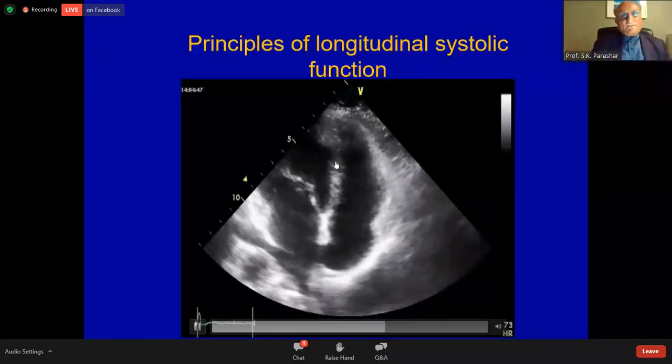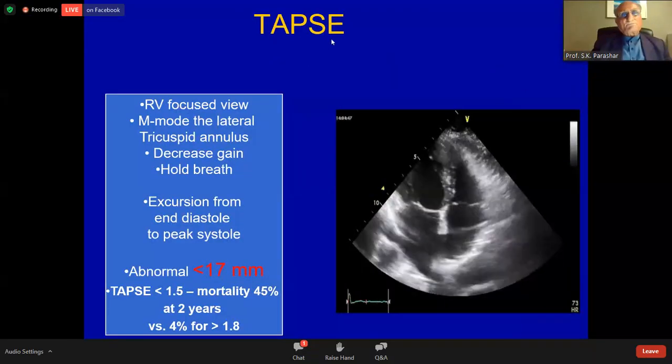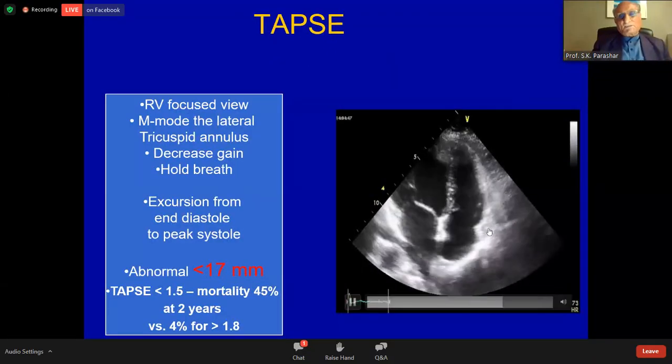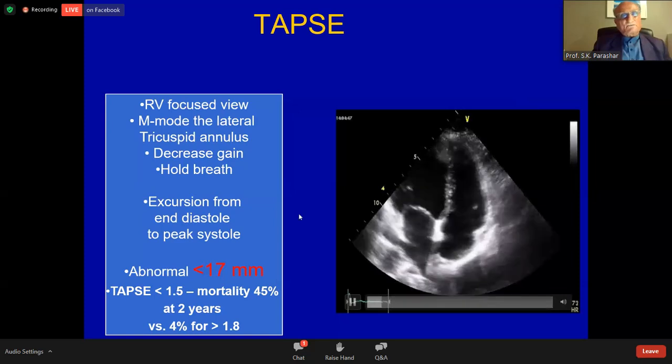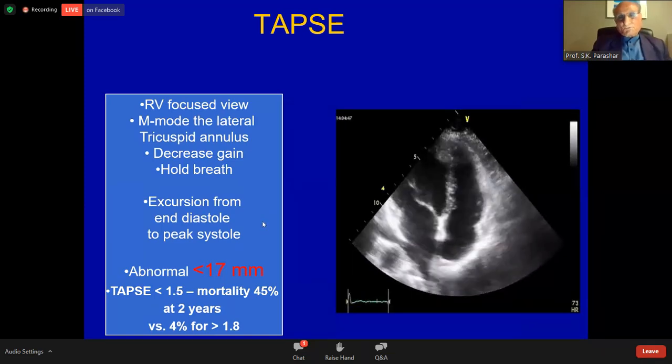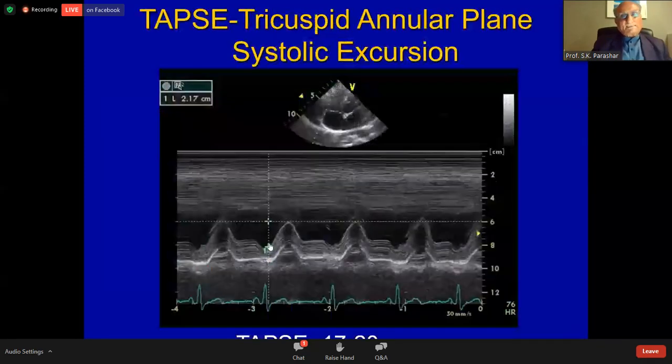So it starts with the tricuspid annular plane systolic excursion, where we put an M mode cursor on the lateral annulus, and then you can see the measurement from the base to the peak movement. For example, here it is about 21 millimeters, normal is more than 17. So this indicates that the base is moving much better, and that means it is a good longitudinal function.